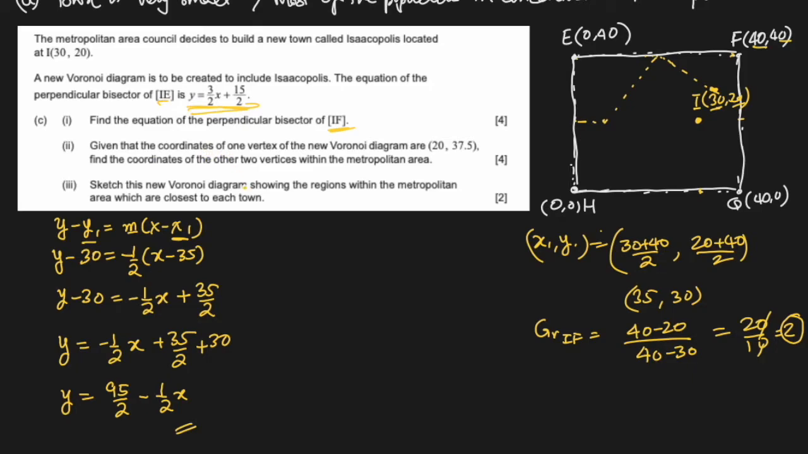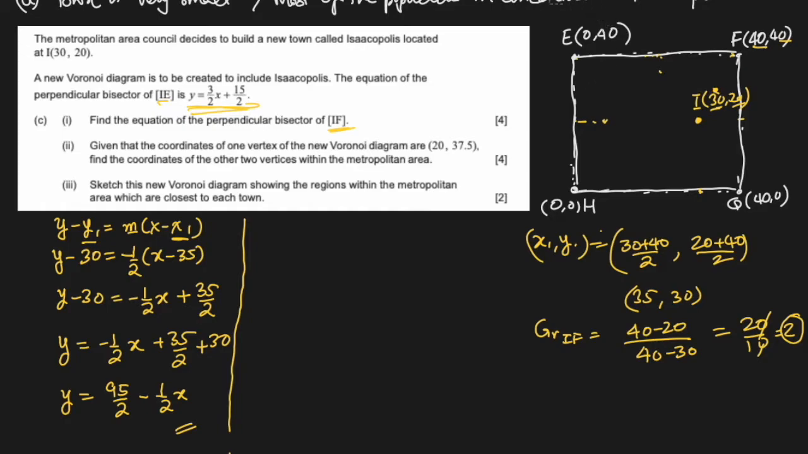Given that the coordinates of one vertex of the new Voronoi diagram are (20, 37.5). 20 is the middle point here, and 37.5 is somewhere here. Okay, that means what I drew was not perfect. It is passing through this particular place. So let me erase and correct it. The earlier one was just an assumption.